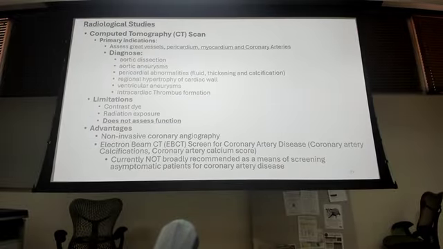Another limitation is it does not assess function of the heart. So I don't get an ejection fraction, I don't get a cardiac output measurement with the CT.